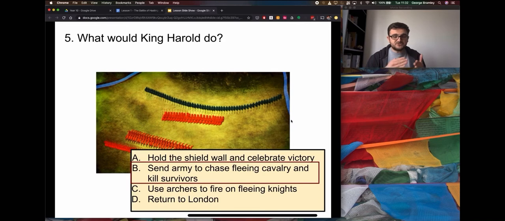That disciplined shield wall had failed. They'd fallen for the trick of Duke William's feigned retreat. It was a really effective tactic and a really effective bit of leadership from William, Duke of Normandy.